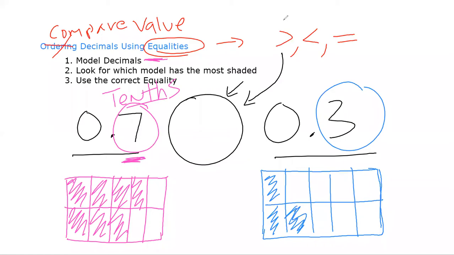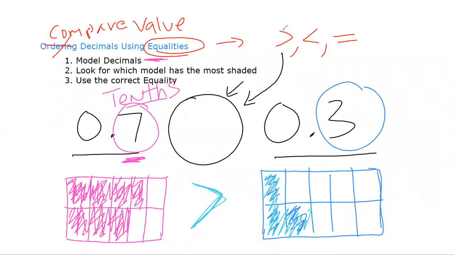Again, I split it into 10 parts, but I only have to shade in 3 this time, right? So that second step is to look for the model that has the most shaded. That's how we know which one is larger, right? 7/10, as you can see over here, has more shaded in. There's more of it covering the whole, whereas 3/10 has a smaller amount, which means that 7/10 is greater than 3/10. It's a larger value.